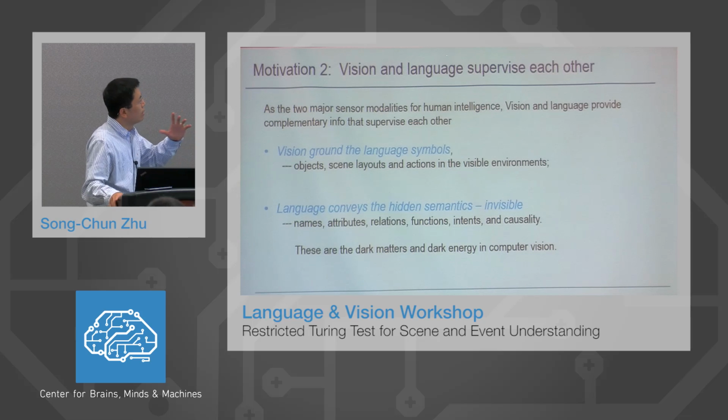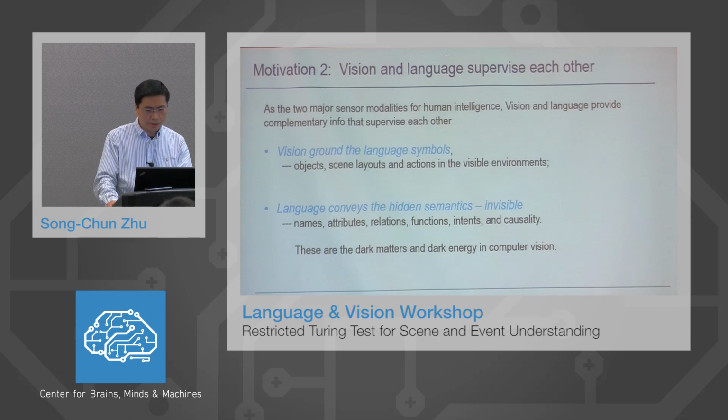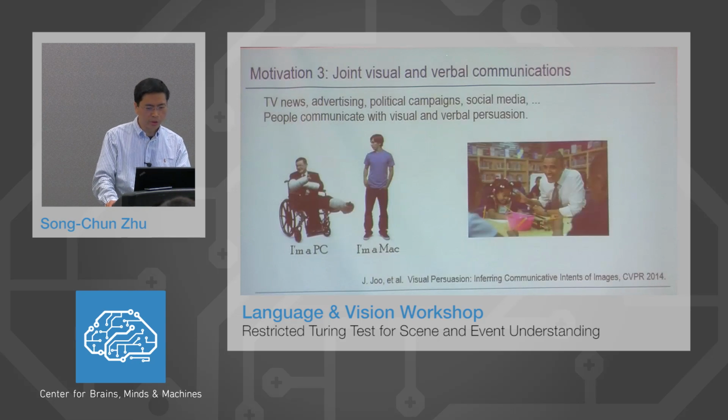And then the language will convey some hidden variables, hidden semantics that are invisible, like a name, attributes, certain relations or function, or causality. Those I usually call the dark matter and dark energy in computer vision because they are not visible in the images. They come from the language, so they supervise each other. And then the whole learning should be totally unsupervised learning, if you put it into the loop.